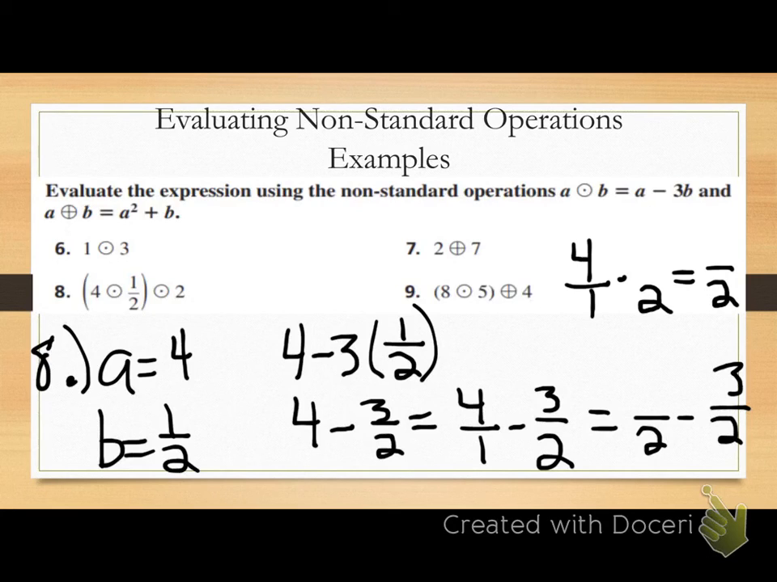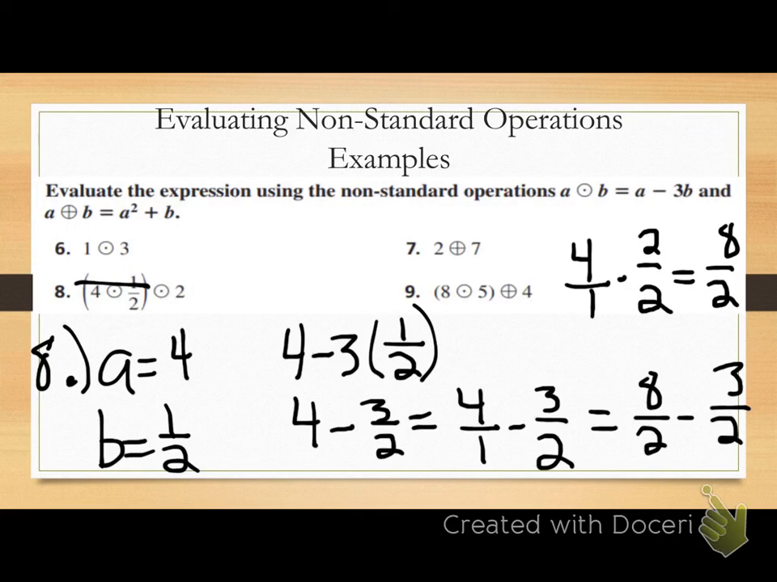Whatever I do to the bottom of a fraction, I have to do to the top. So it's 4 times 2? 8. Everyone okay with that? Yep. Now I just subtract straight across, right? Subtract the numerators, so 8 minus 3, 5.